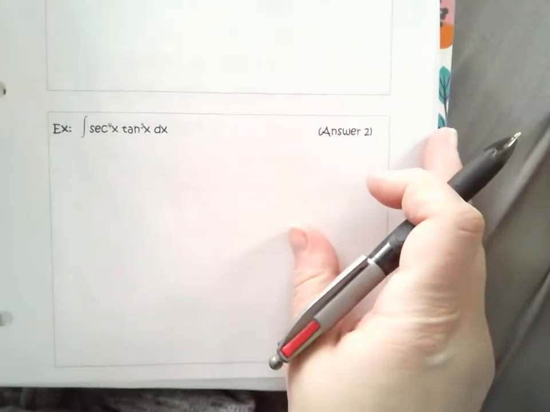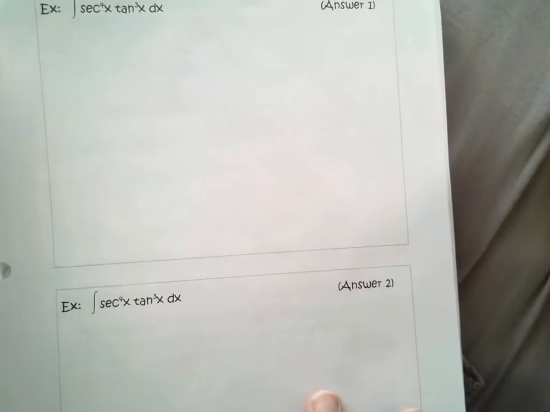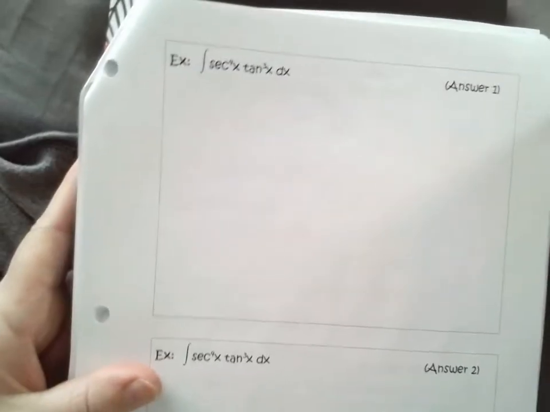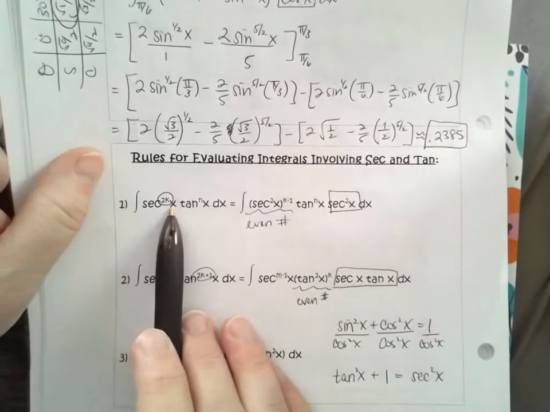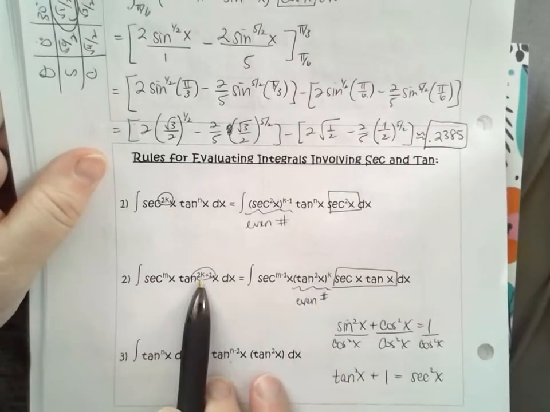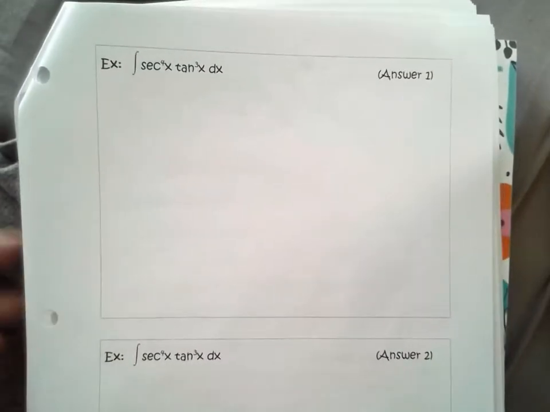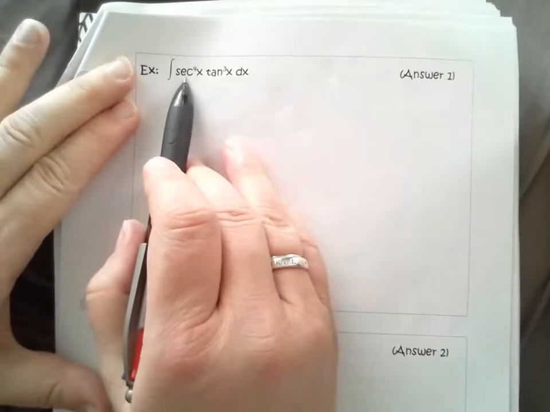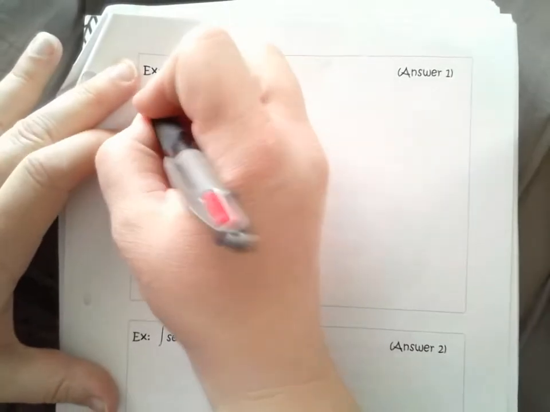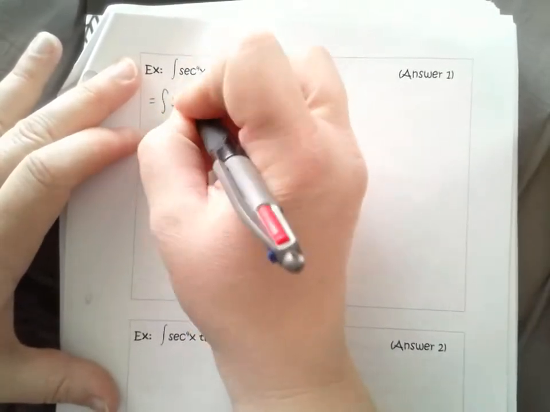Alright, so here's the first one. I have an even exponent for secant. I have an odd exponent for tan. Now you'll notice that there's two spaces here because there's two possible answers. So we're going to do it both ways. If I have an even number of secants, I can save two of them.